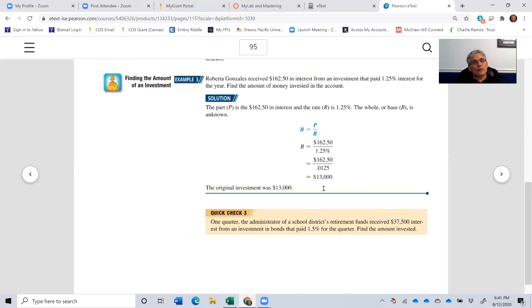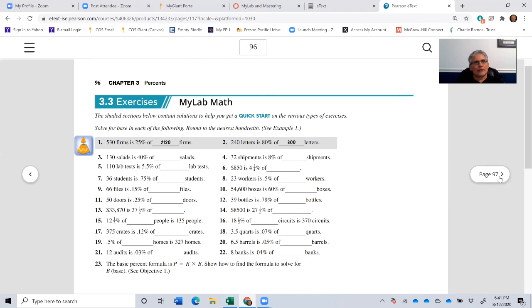So in other words, she must have had $13,000 invested in this account, earning 1.25%, in order to generate $162.50. We solved for the unknown. The unknown was how much did she have in the account. That's section 3.3.